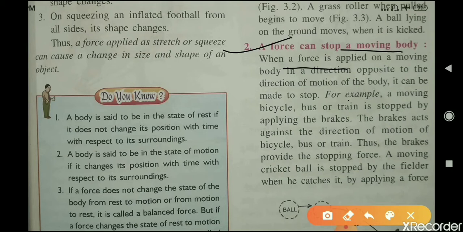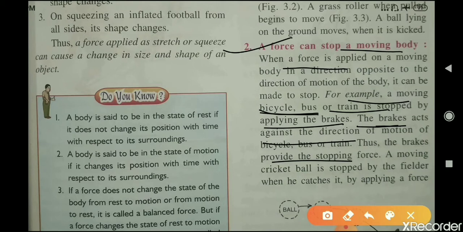For example, a moving bicycle, bus or train is stopped by applying the brakes. Means by applying brakes we are able to stop a moving bicycle, bus or train. The brakes act against the direction of motion of the bicycle, bus or train. Thus the brakes provide the stopping force, because with the help of brakes we are applying the force on the moving vehicle in the opposite direction to its direction of motion. So we are able to stop the moving bicycle, bus or train.